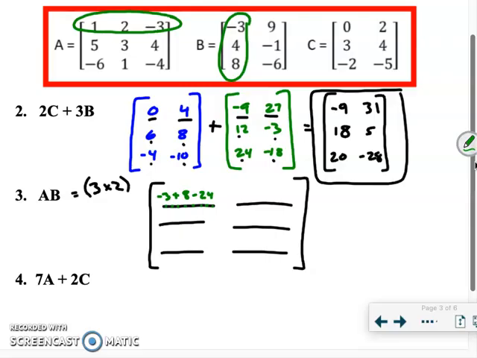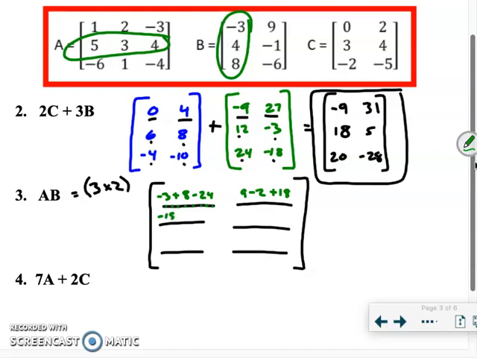Now moving over, row 1, column 2. Row 1 times column 2. First element: 1 times 9 is 9. 2 times -1 is -2. -3 times -6 is positive 18. Moving on, row 2, column 1, working right down the row, we're going to get -15 plus 12 plus 32. Row 2, column 2, now we're going to get 45, -3, -24.